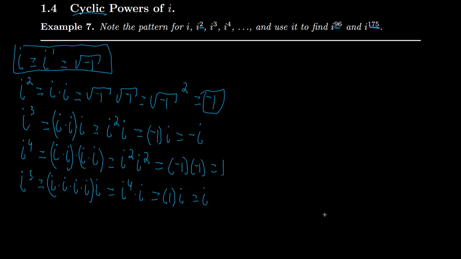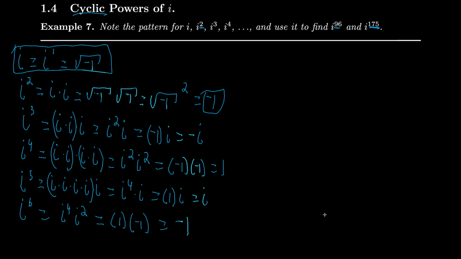And I'm going to do one more so that you can notice the pattern, but this is as far as I'm going. i to the sixth, by this same logic we used up above, is just i to the fourth times i squared. i to the fourth is just 1. i squared is just negative 1. So this is just negative 1 again.